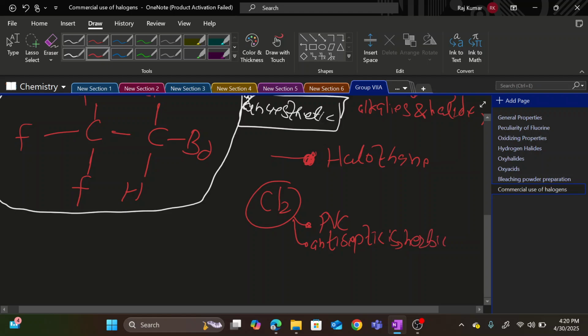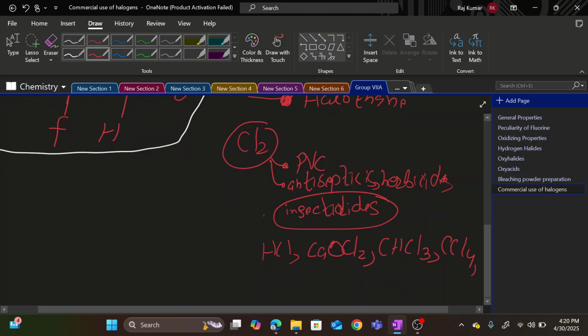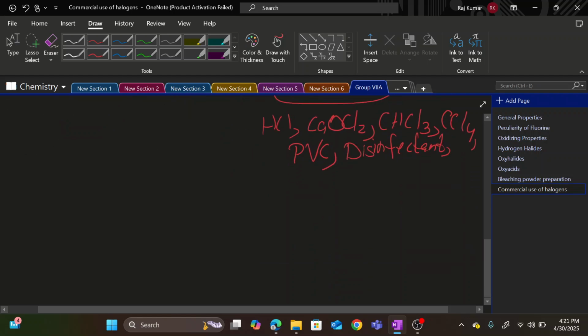herbicides, insecticides, and for making HCl, calcium hypochlorite, chloroform, carbon tetrachloride, PVC. It can be used as a disinfectant. And in that way these are certain uses.